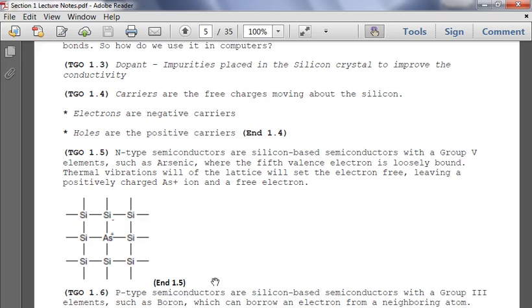And I don't know if you can see this when you're watching the video, but arsenic has an extra plus and silicon has an extra minus there. So thermal vibrations created by voltage in the lattice will set the electron free, leaving a positively charged arsenic ion and a free electron. So now you've got a charge carrier. You have an electron floating around the circuit. And as you create voltage, it wants to go towards the positive, right? That's how you create current.